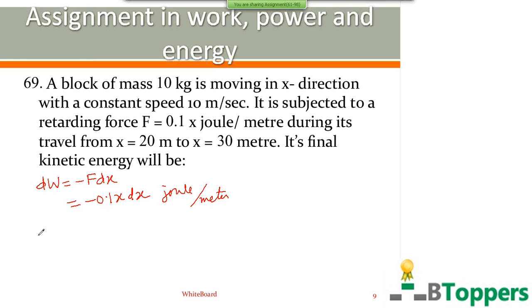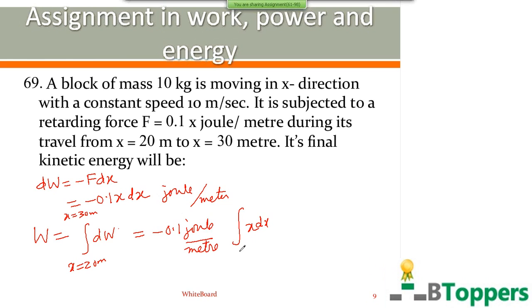So total work done with retarding force when the body moves from x equal to 20 meters to x equal to 30 meters can be found by integrating this dW from x equal to 20 meters to 30 meters. So that will be... it is a simple integration. Integral of x power n dx, you can add x power n plus 1 by n plus 1.